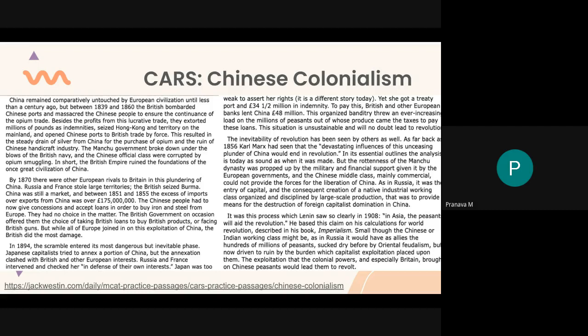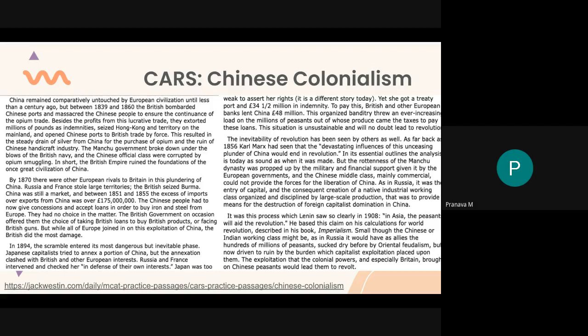So this paragraph introduces how there were also other European powers controlling China, and it's also talking about a trade inequality where the Chinese people have to depend on European goods or face a threat of war, like facing British guns. But then it still reasserts at the end how Britain did the most damage.